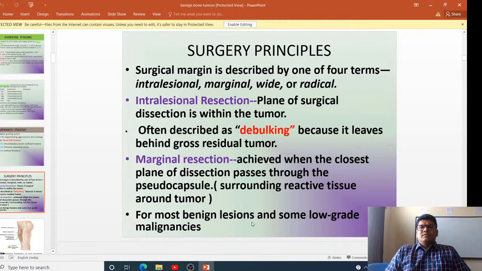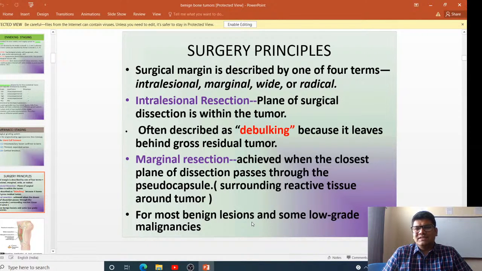So surgical principles. The surgical margin is described as one of four items. One, it is intralesional. Two, it is marginal. Three is wide local resection, and four is radical resection. So how do you resect the tumor? Intralesional resection means the plane of the surgical dissection is within the tumor, which is called debulking.